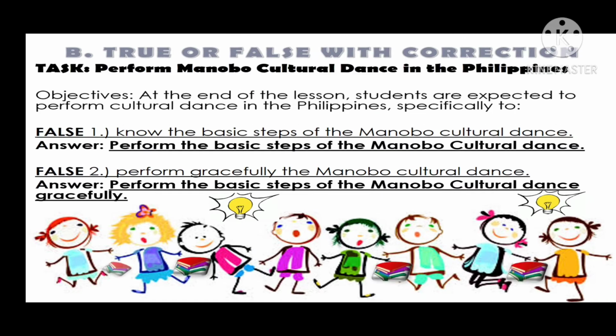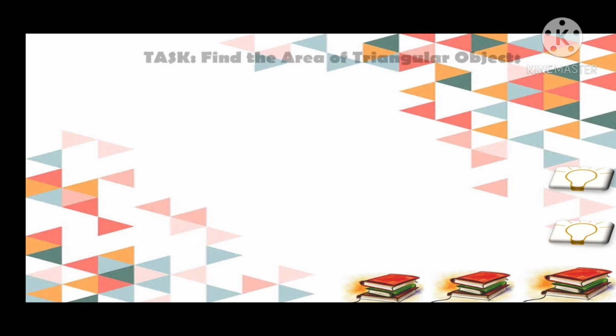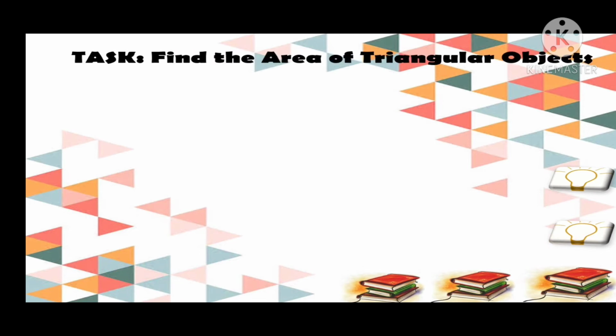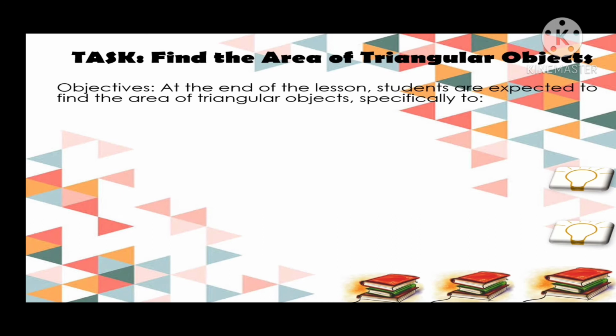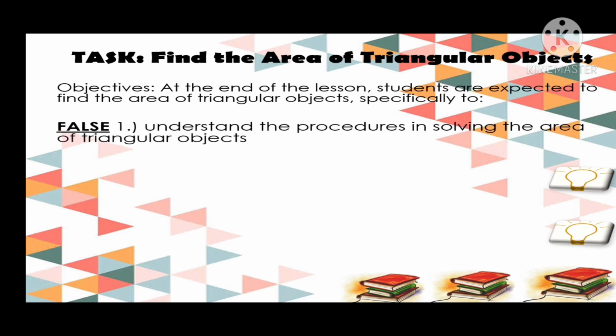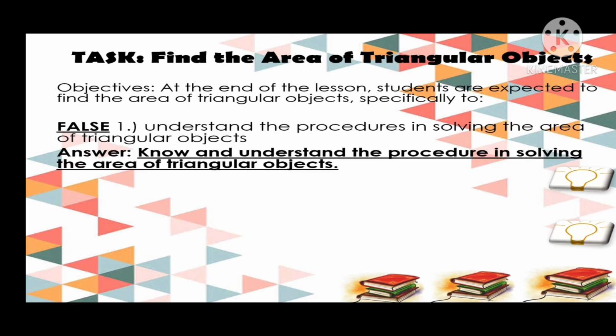Next. Task: find the area of triangular objects. Objectives: at the end of the lesson, students are expected to find the area of triangular objects, specifically to understand the procedures in solving the area of triangular objects. The statement is false. Why? Because the answer is know and understand the procedure in solving the area of triangular objects.